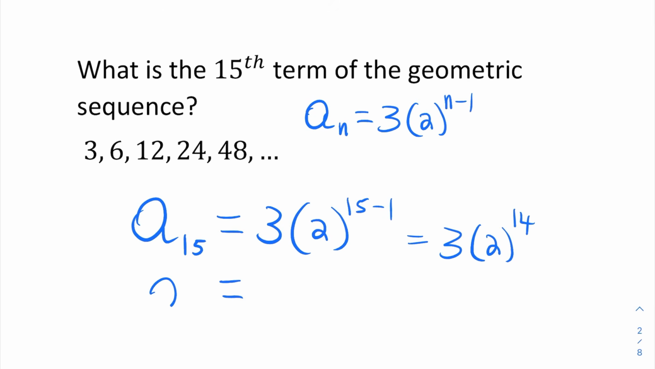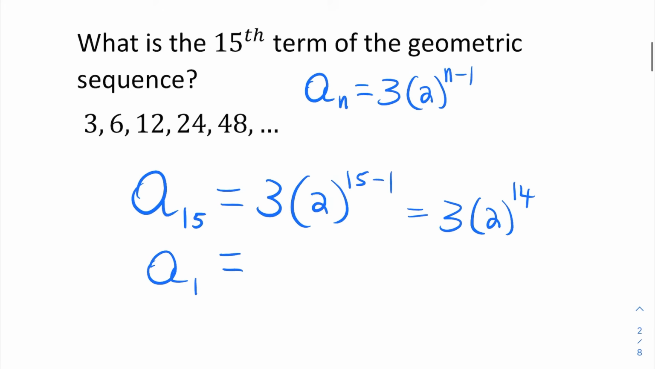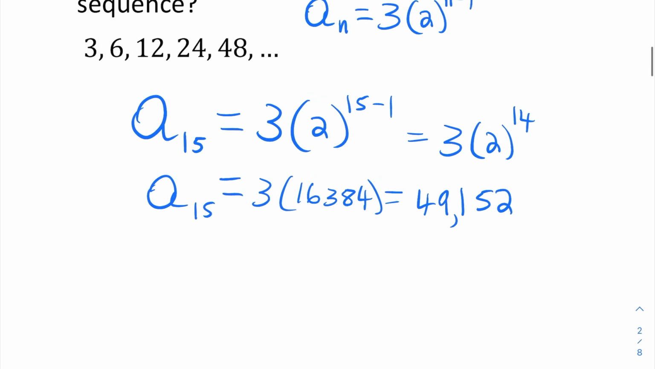So you follow your order of operations: parentheses, exponents, multiplication, division, addition, subtraction. You do the exponents first. And at the end, this is 3 times 16,384, which the final answer then is 49,152. So the 15th term in this geometric sequence is 49,152.